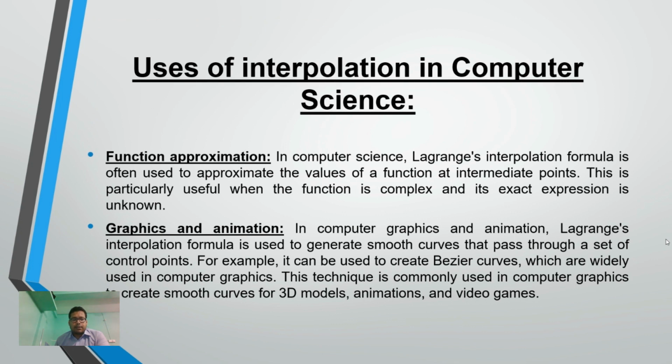Next is graphics and animation. In computer graphics and animation, Lagrange's interpolation formula is used to generate smooth curves that pass through a set of control points. For example, it can be used to create Bezier curves, which are widely used in computer graphics. This technique is commonly used in computer graphics to create smooth curves for 3D models, animations, and video games.